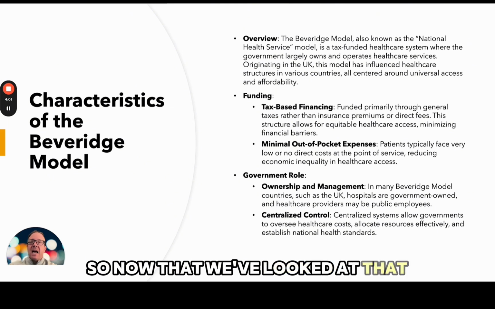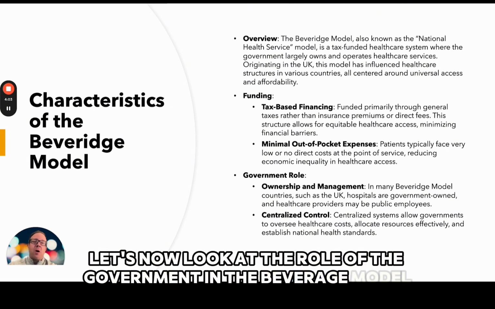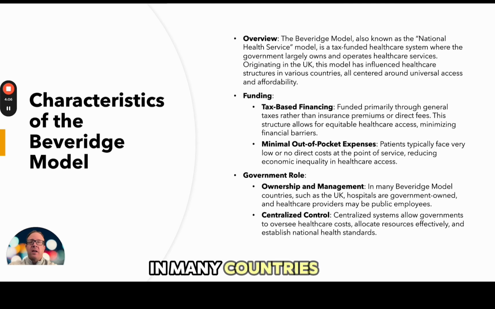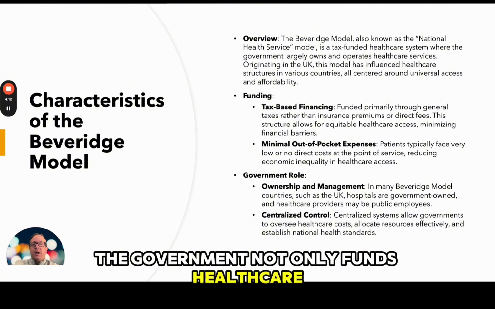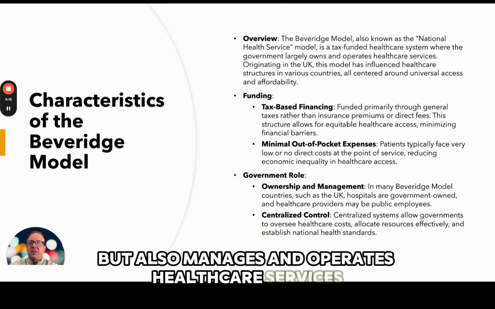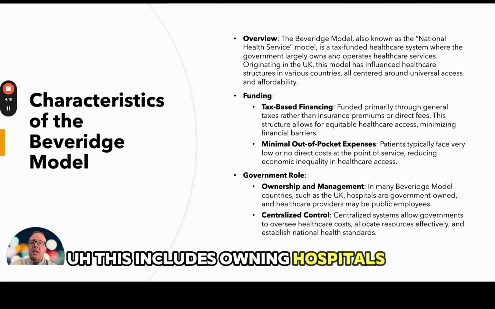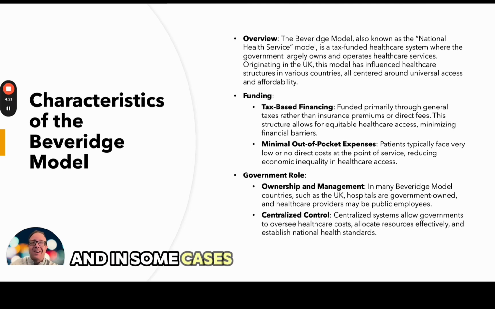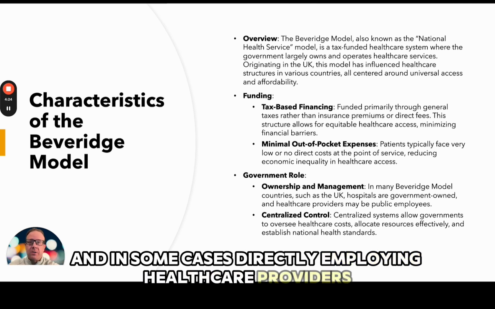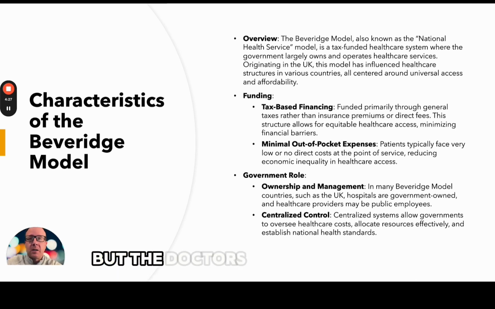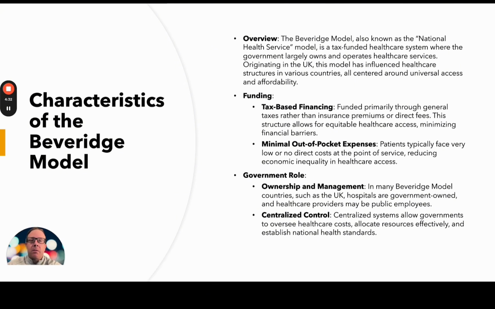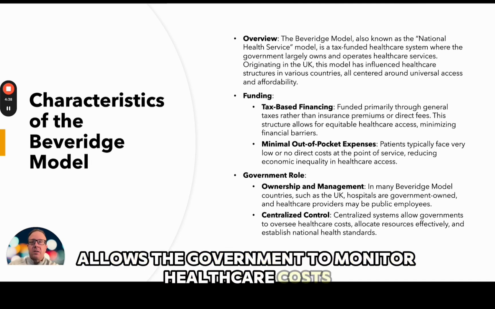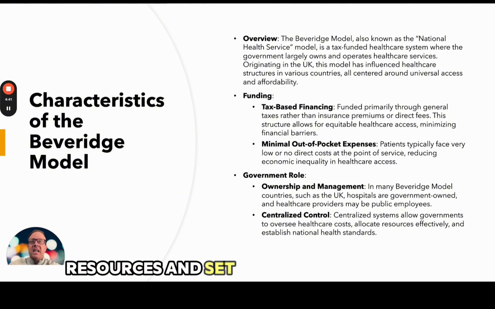So now that we've looked at that, let's look at the role of the government in the Beveridge Model. In many countries with this model, like the United Kingdom, the government not only funds healthcare, but also manages and operates healthcare services. This includes owning hospitals and healthcare facilities, and in some cases, directly employing healthcare providers. So not only are they owning the buildings, but the doctors and practitioners are considered government employees. This centralized control allows the government to monitor healthcare costs, allocate resources, and set national standards.